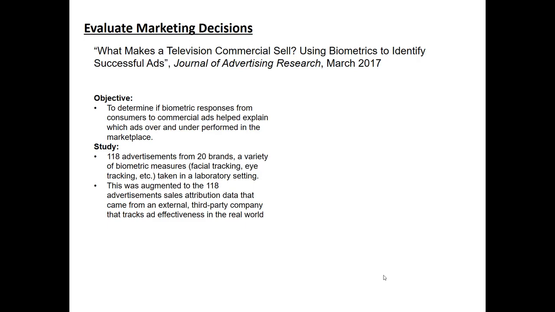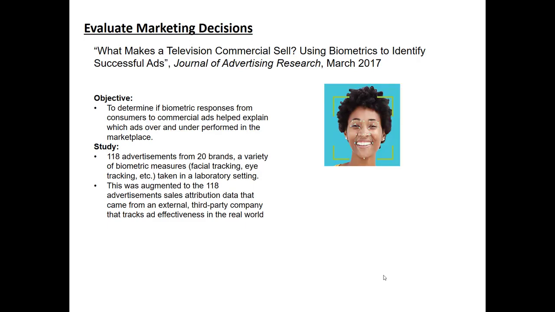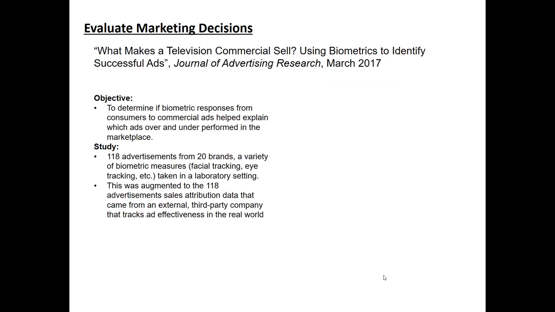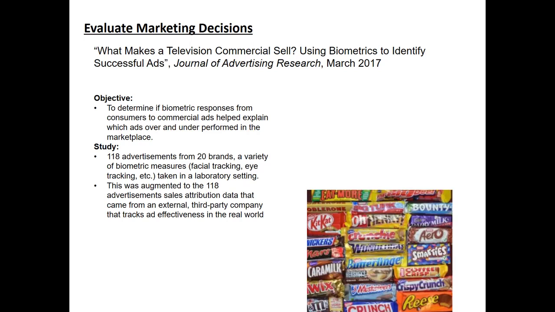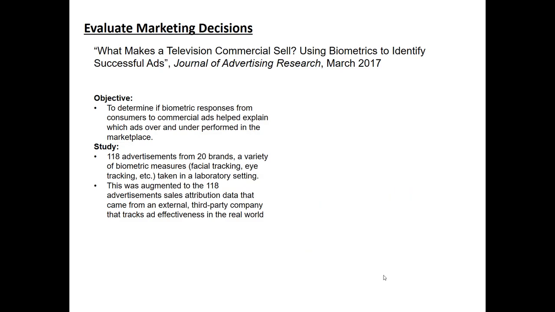In this study, they wanted to determine if biometric tracking of consumers' responses to television commercials, specifically mostly candy bar commercials, helped explain which TV ads over and underperformed in terms of driving sales in regional markets. So what they did was they took 118 different advertisements from 20 different brands and then took a variety of biometric measures in laboratory of consumers. So biometric measures include things like facial tracking, looking for smiling, laughing, anger, eye tracking, seeing where their eyes moved while they were looking at the commercial, heart monitoring, and so on.